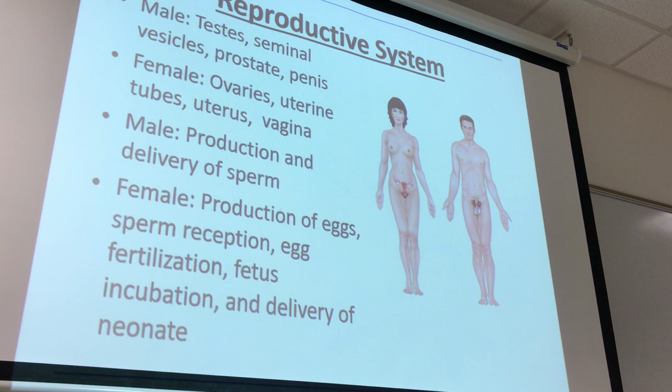The function of the reproductive system is easy. We need to produce sperm. We need to produce an egg. We need to create an environment where those two can meet and create a fetus. And then we need to be able to deliver said fetus. That is the job of the reproductive system. Also contained within there is breast tissue.